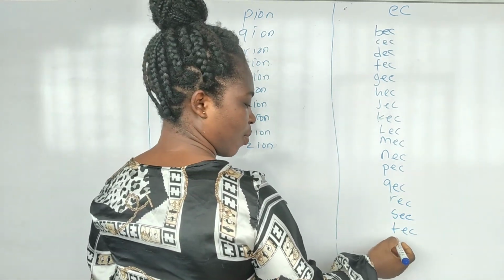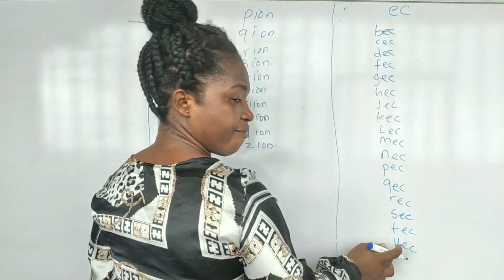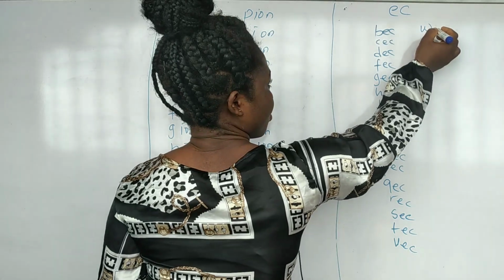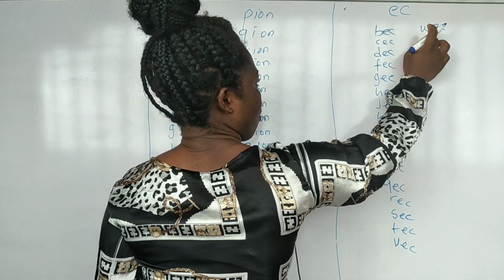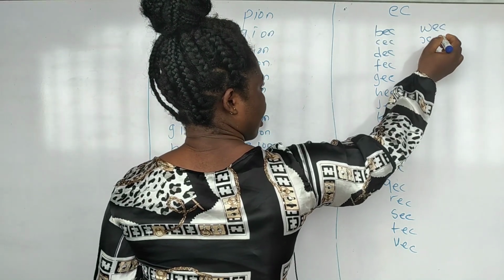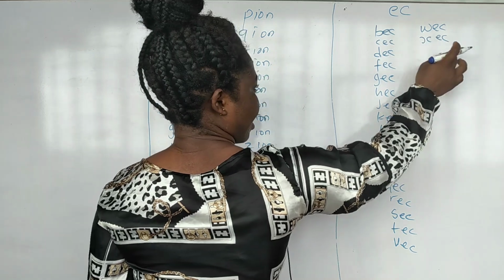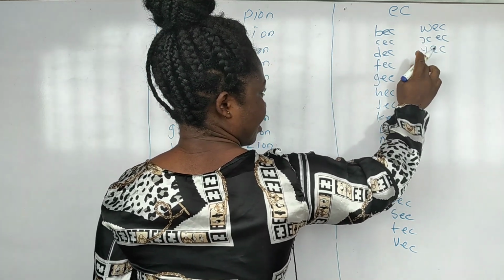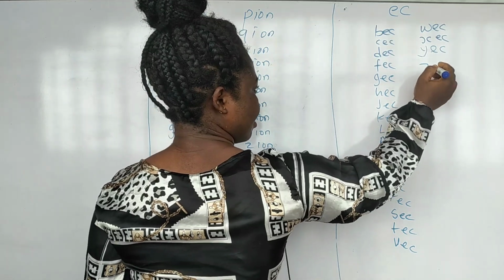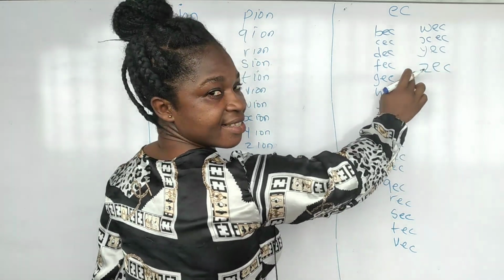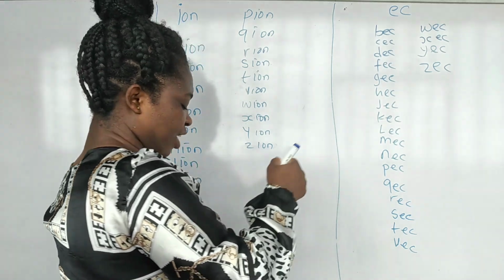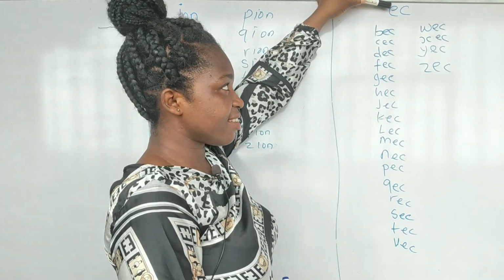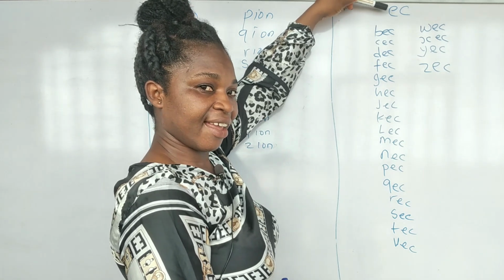We have the next one, the V. We have vec, vec, vec. We have W, wek, wek, wek. X, zec, sec. Y, yek, yek, yek. And Z, zek, zek, zek. Okay, so let's pronounce them together. Let's go. The ek, ec, ek, ek, ek.